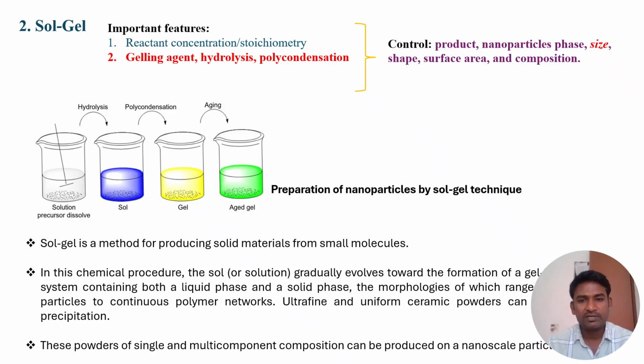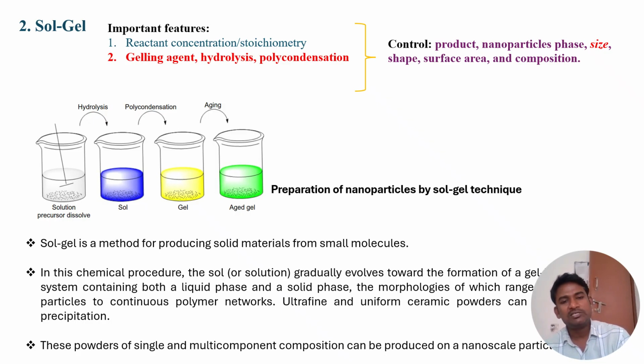So here let us try to understand the preparation of nanoparticles by the sol gel technique. This is the solution precursor, and after that we take the solution precursor and add it into a suitable sol, which means we are going to have a polycondensation reaction, and then the sol will be kept for a long time to get a gel, and we keep the gel again for a long time so as to age it, and finally we will get the aged gel.